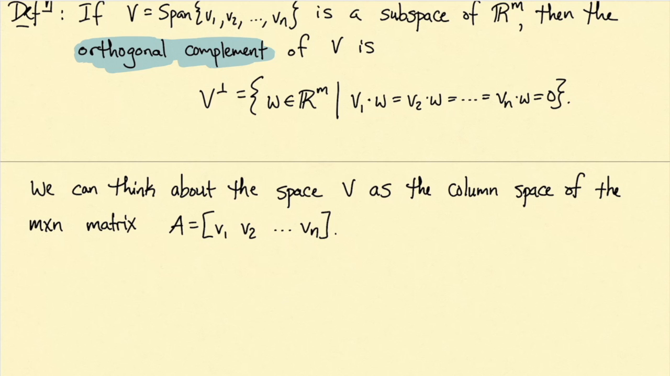So this tells us by our previous observations that V perp, the orthogonal complement, is equal to the null space of the transpose of A. But if we think about V as being the column space of our matrix A, then we can rewrite the left-hand side of this equation as the orthogonal complement of the column space of A. So the orthogonal complement of the column space of A is the null space of the transpose of the matrix whose columns are the basis of this space V.